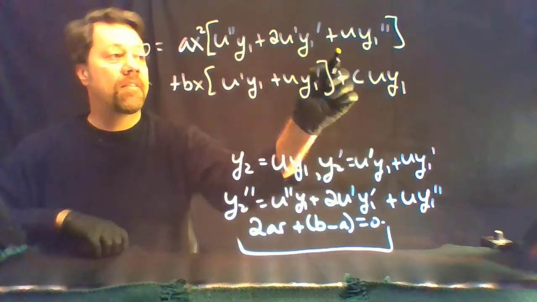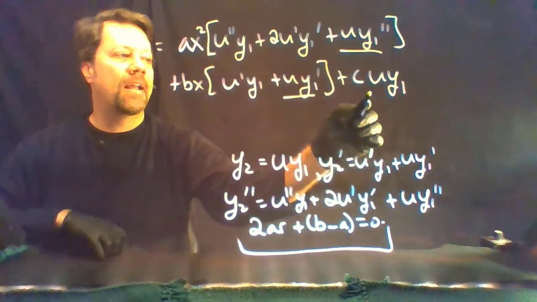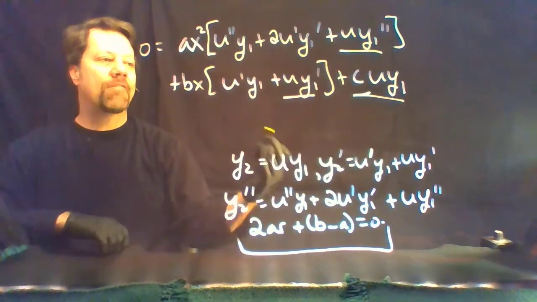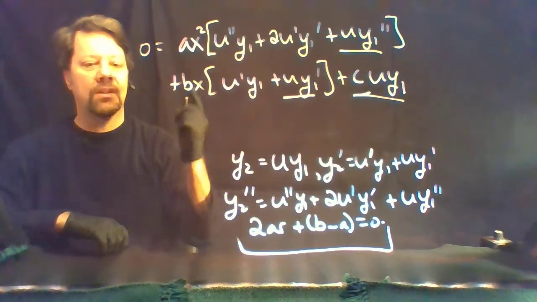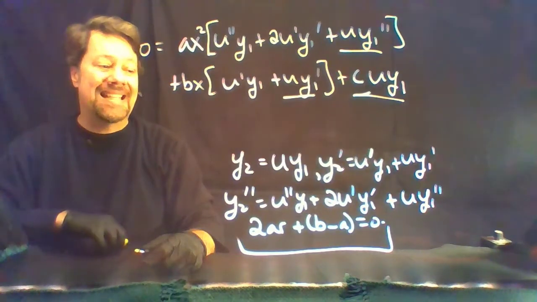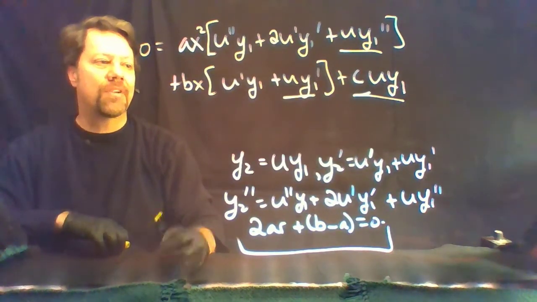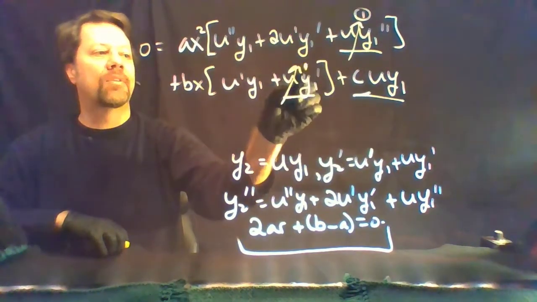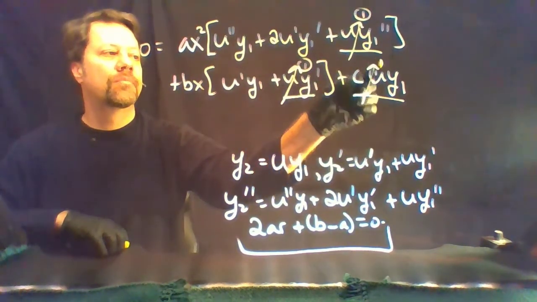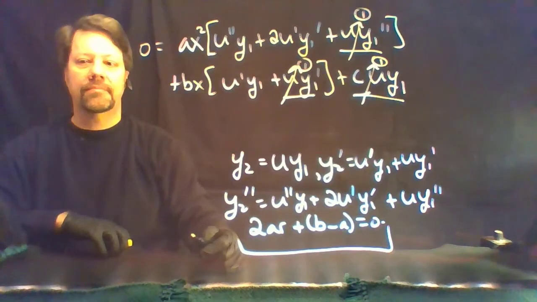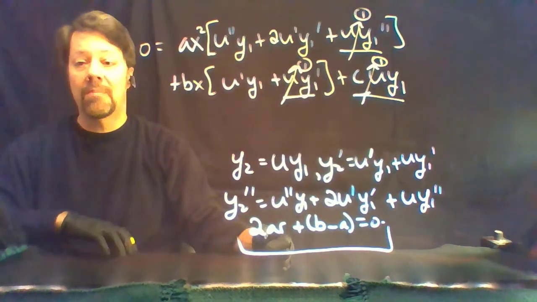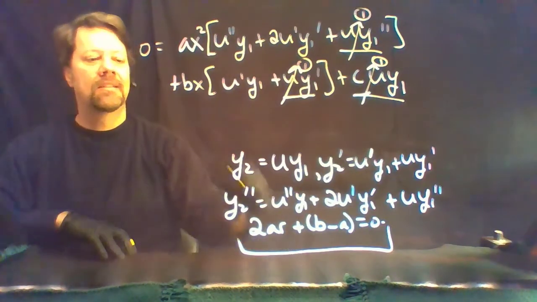You can see this term, and this term, and this term all have a common factor of u, and we can factor that u out, keeping in mind that y1 is a solution to the differential equation. These three terms must cancel out. Also remember that y1 is of the form x to the power r.